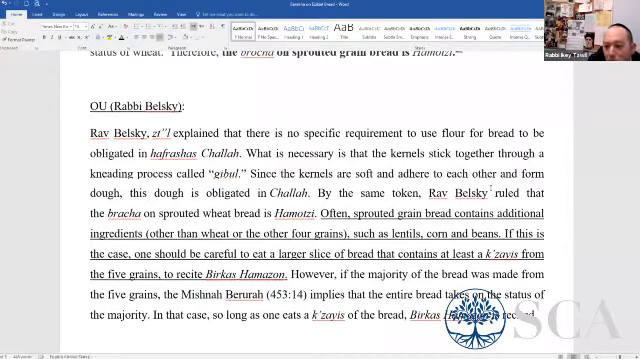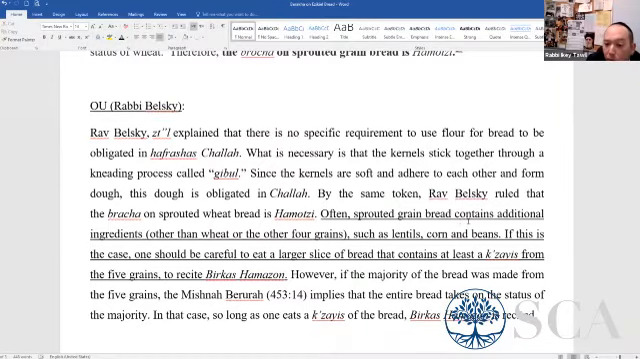Let's go back. So, what do we say? We say two halachot are now totas. What are they? Number one, you would have to take out hafrashat challah from this glob, and then it would also be hamotzi. Now let's pay attention to the underlined part.